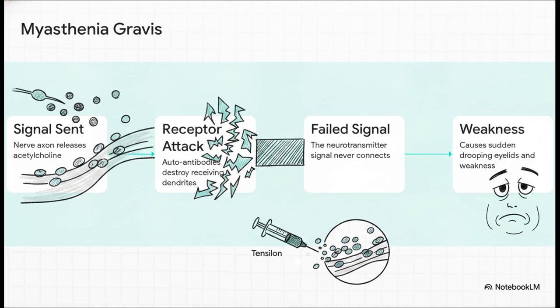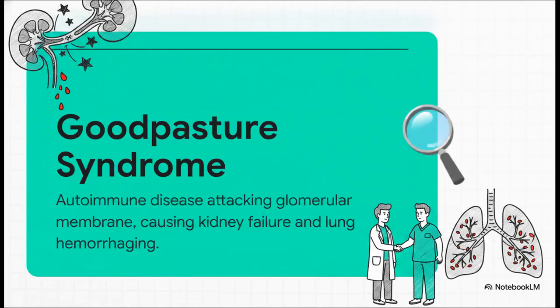We diagnose this using a Tensilon test. This test temporarily stops the breakdown of acetylcholine, which floods the synapse and briefly restores the patient's muscle strength, clearly confirming the diagnosis. As we round out these specific diseases, we really cannot ignore incredibly severe specialized conditions like Goodpasture syndrome.